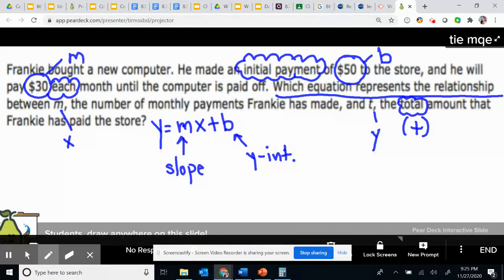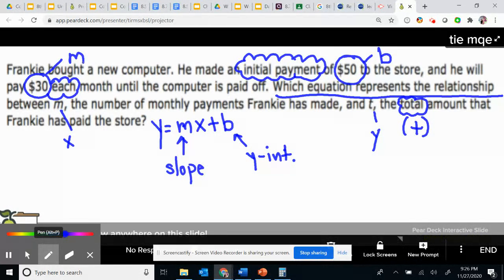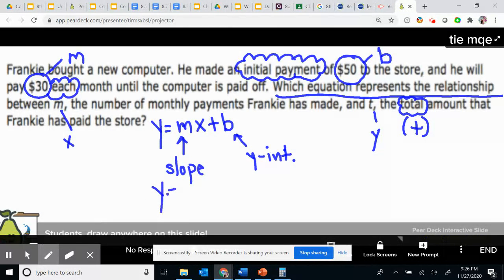So now that we have everything labeled, we've written our formula. That's step 1. Labels are step 2. Step 3 is substitution. So in this case, we're going to take out the variables that we have in place and substitute our numbers in. So we have y equals M, which in this case is 30, times X, so times the number of monthly payments, plus that $50 he paid when he first purchased the computer. All right, so y equals 30x plus 50.